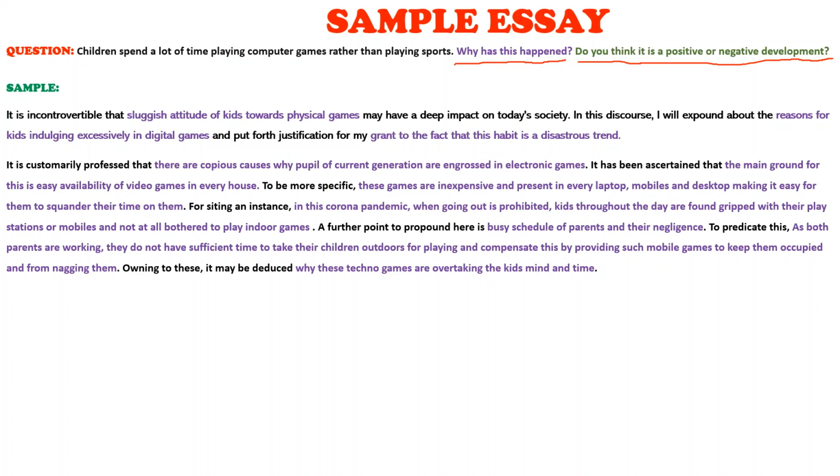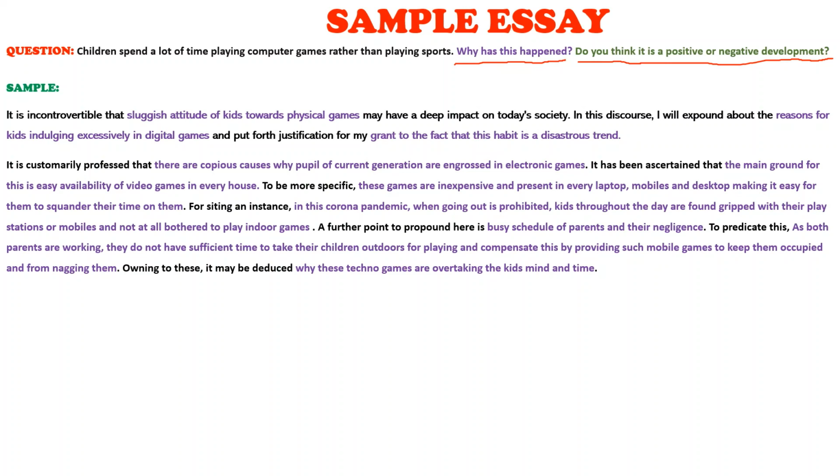So as you can see, I have paraphrased the question as much as possible, and I have written, it is incontrovertible that sluggish attitude of kids towards physical games. Sluggish attitude means slow attitude. They do not have a healthy attitude towards physical games that may have a deep impact on today's society. So them being negligible about playing sports has a deep impact on today's society.